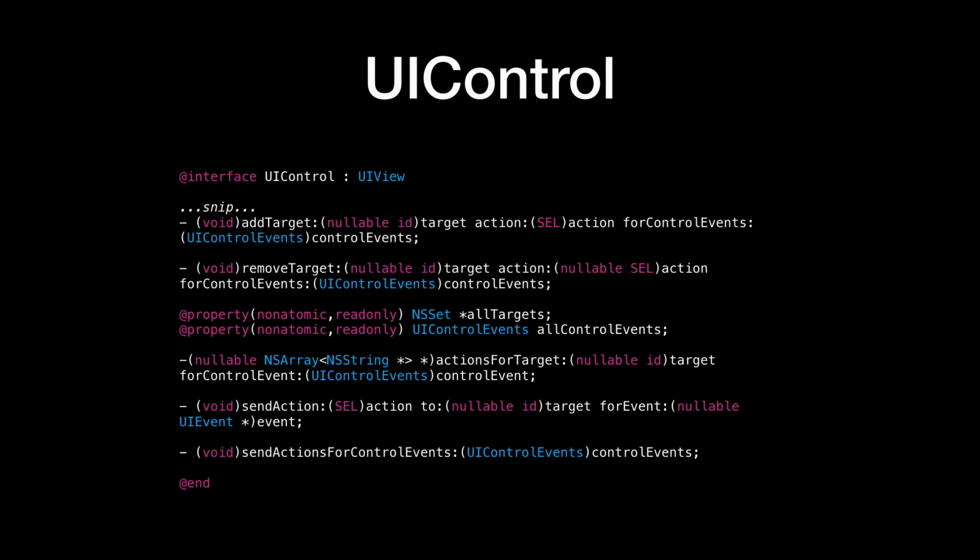Removing a target, you can actually get all of the targets on a given control, and then all the different control events that are handled. I won't go through the rest of them because I'm pretty sure you can all read these, and you've probably worked with these before. But this is basically how UIControl works, and it uses some of the touch system methods to send those messages. And if you set a breakpoint and look at the stack trace, you can see where those work.